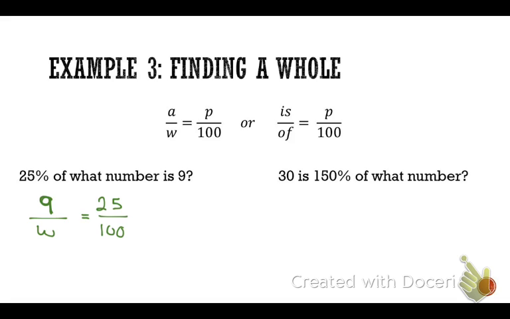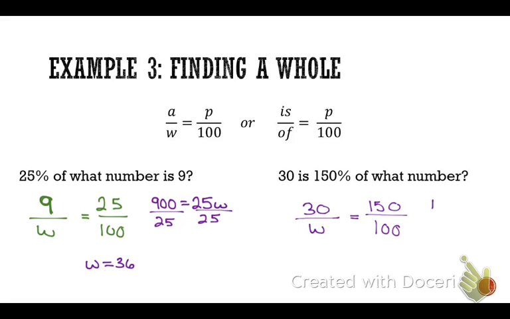So now I need to do my cross products. 900 equals 25W. Divide both sides by 25, and W equals 36. All right, I want you to try to do the last one. Go ahead and work together. All right, guys, 30 over W equals 150 over 100. W equals 20.